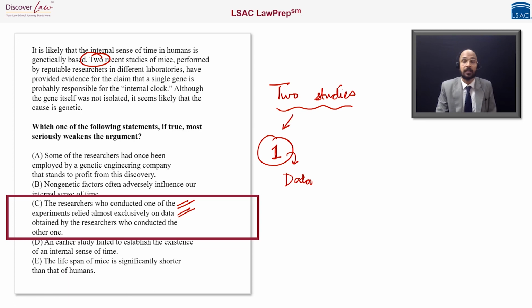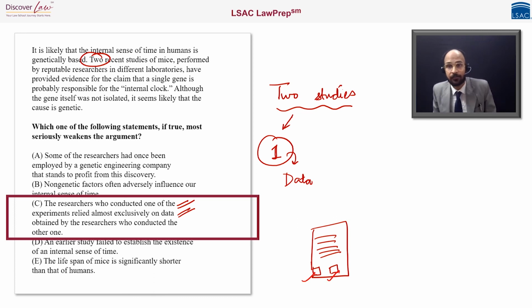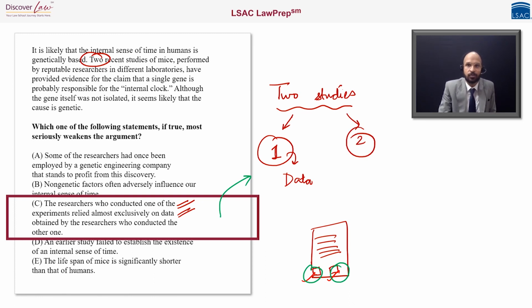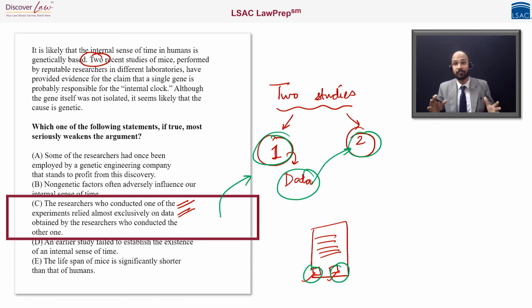So for example, let us say you have a certain document and you want 2 people to be available for testifying it. Why do you want 2 people? Because 2 is better, as 2 independent people have verified this. So here, if we have 2 studies, it kind of shows that the findings are very credible. But what this does is it says that the people who conducted the second study just used the data of the first, which means the second study will also end up pretty much saying what the first study said. So you don't really have 2 studies.